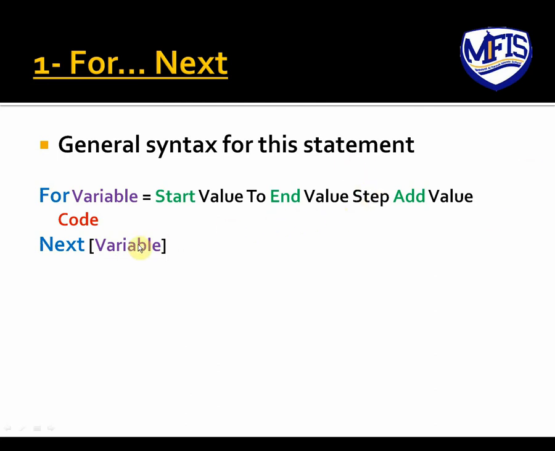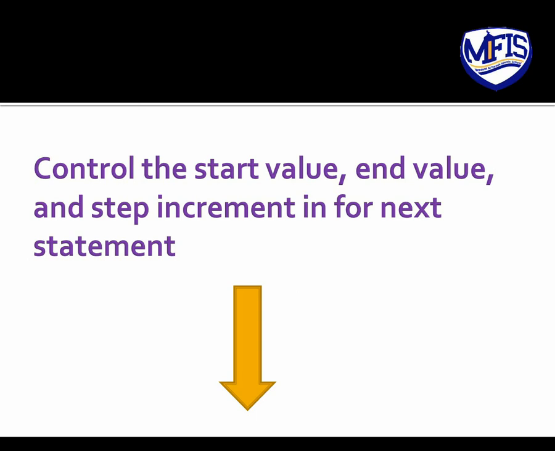Look with me at this thing. After next, I may put the variable name or the counter name. It's optional to put the variable name next to the word next. This is the general syntax to write the for next statement. Okay, can we control the start value or end value and the step increment in the for next statement? Of course we can.